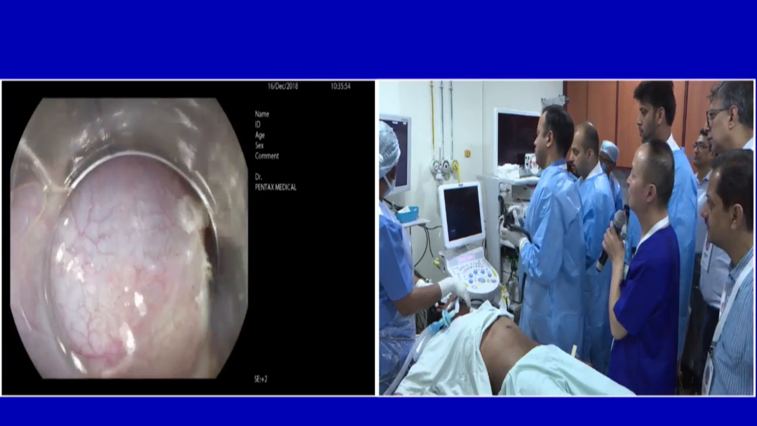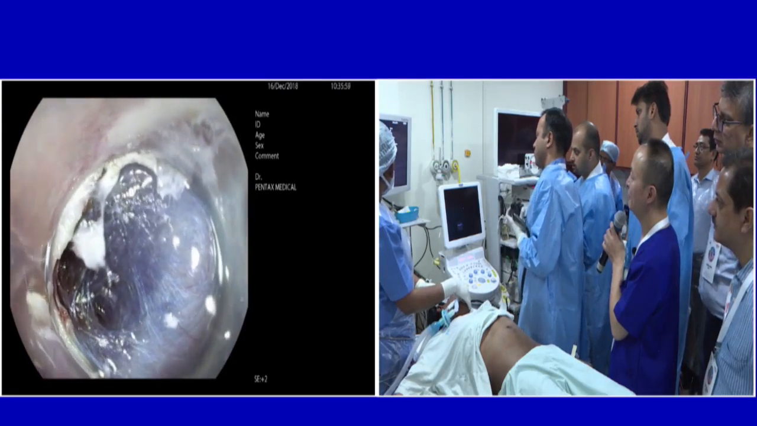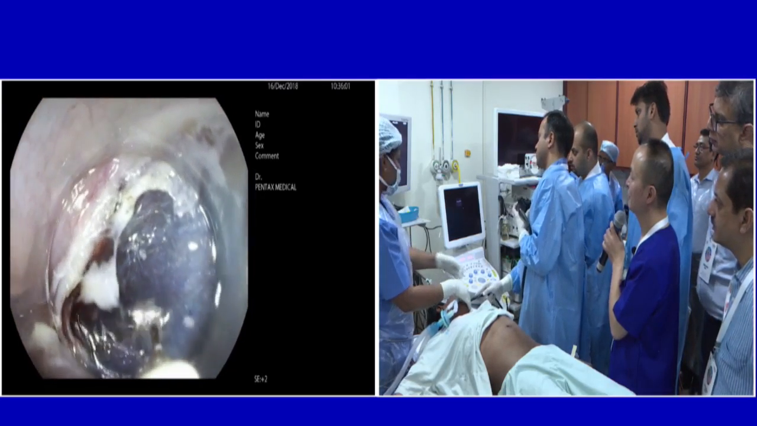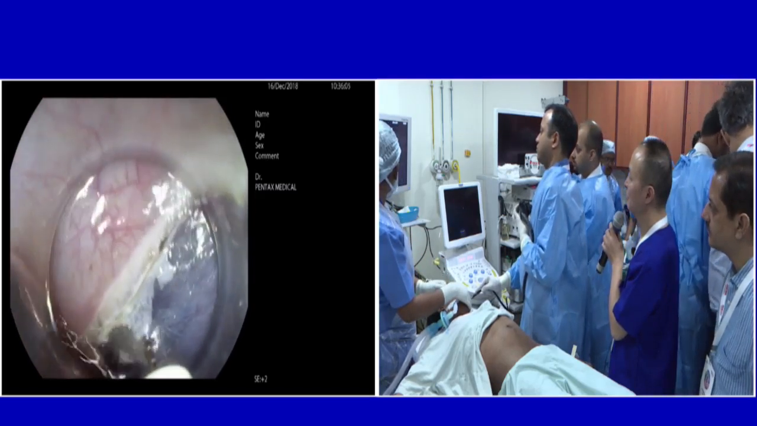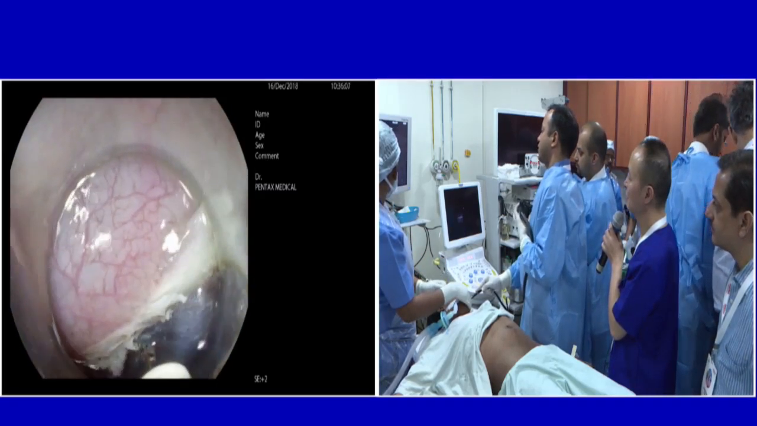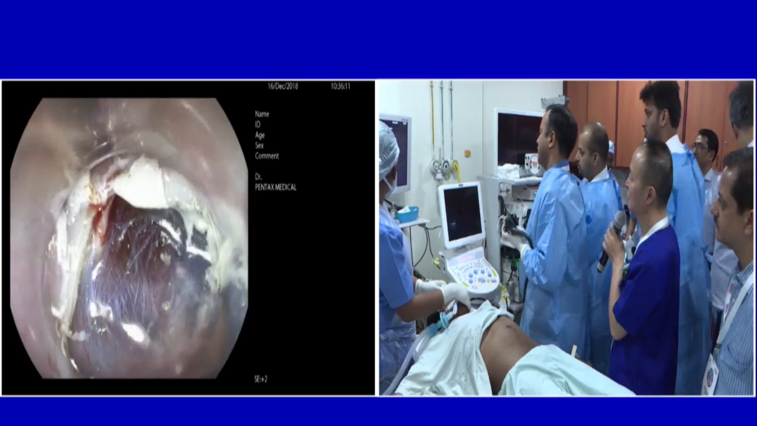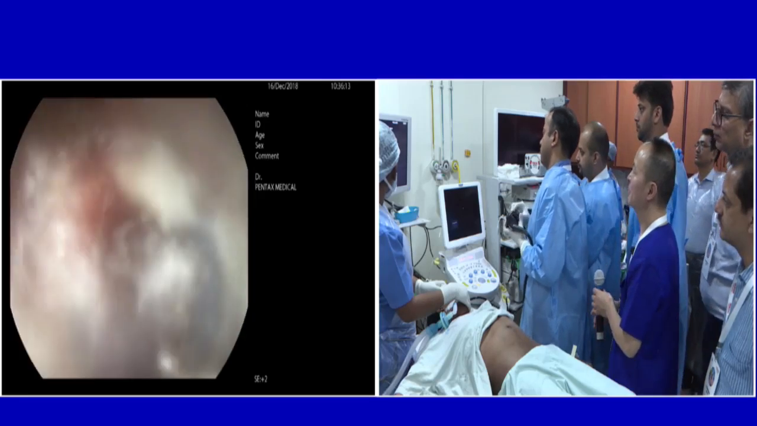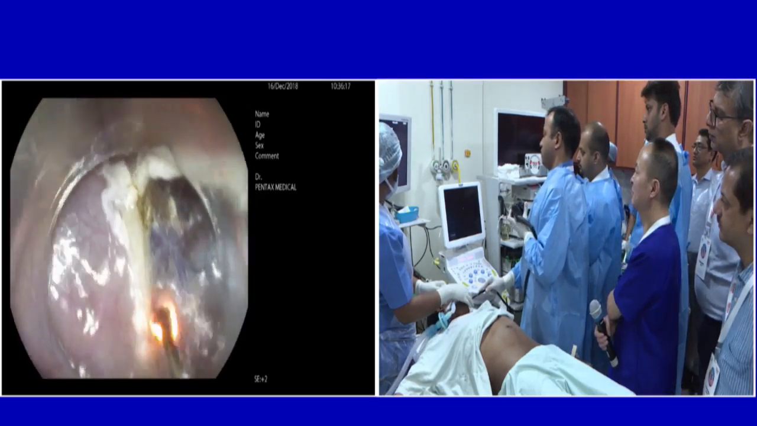I think if you do a few pig models, it would be helpful. We did use it. But otherwise, if you can do supervised cases, that is a reasonable training model. So now we have switched to supervised POEM rather than doing it on a pig model. So now the people who are learning POEM are doing supervised POEM.